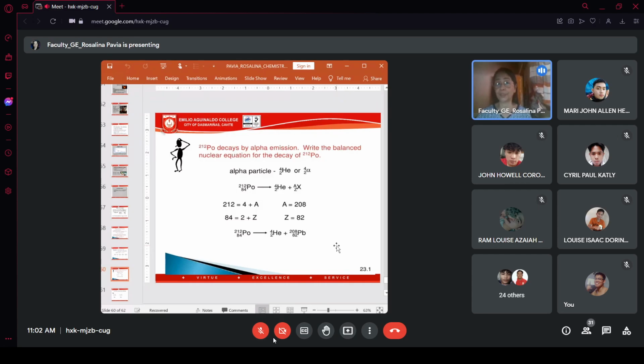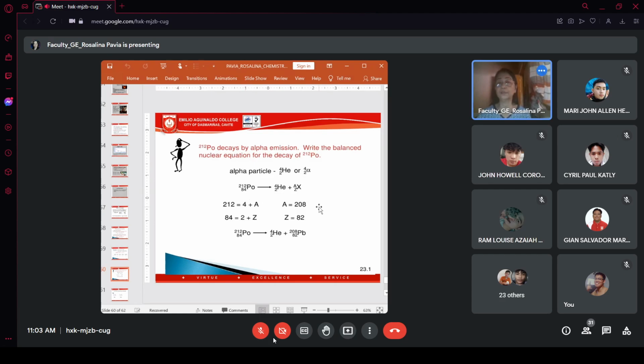May katabi ba kayong periodic table dyan? Kailangan yan sa exam. May sagot na nga dito. I just want you to confirm dyan sa periodic table nyo kung talagang lead. It should be lead. PB dapat. Nakita nyo? Element number 82. An element with an atomic number of 82 should be added to helium-2 para maging 84.